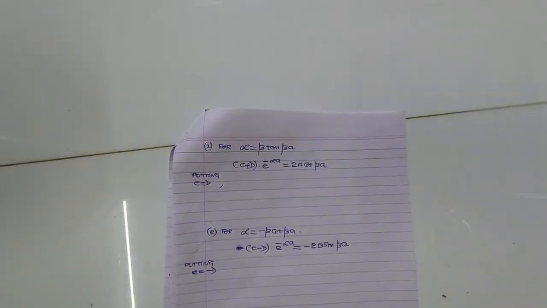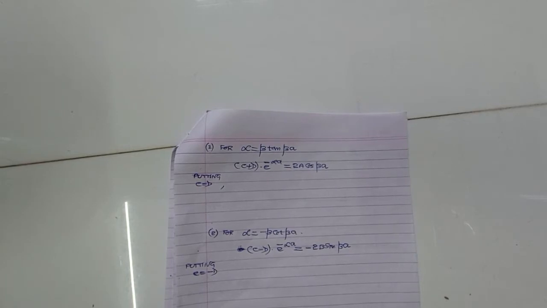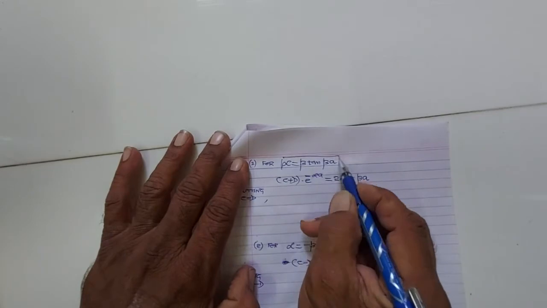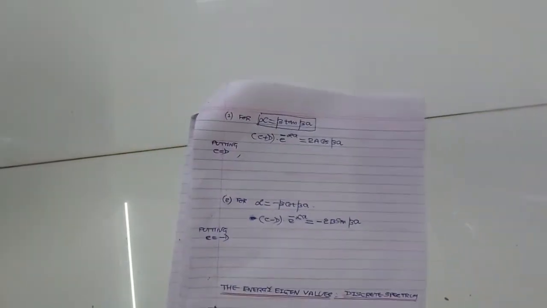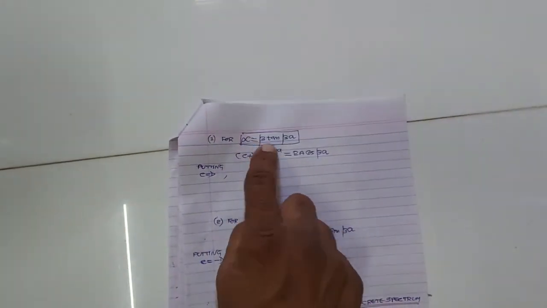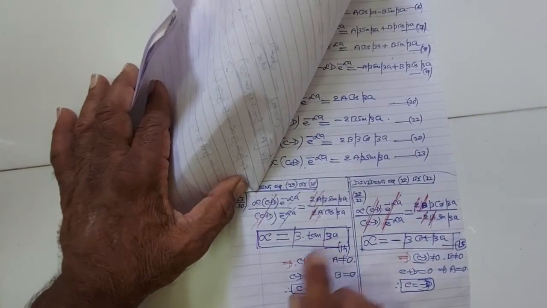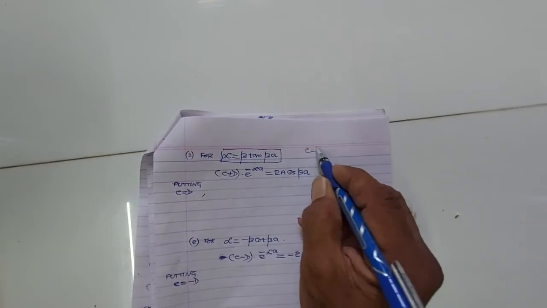Okay. Now from the first solution, alpha is equal to beta tan beta a. We consider this equation c plus d e raised to, for alpha is equal to beta tan beta, you can see here that c is equal to d here.